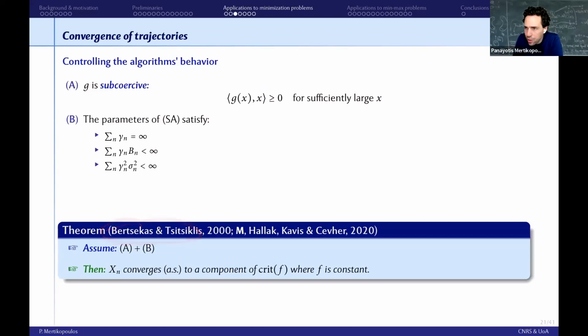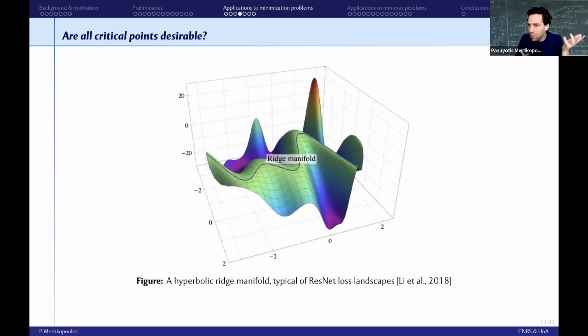This was originally proved by Bertsekas and Tsitsiklis in 2000 for SGD, for stochastic gradient descent, and then with Nadav Hallak, Ali Kavis, and Volkan Cevher, we extended the proof to the entire range of stochastic approximation algorithms in a NeurIPS paper in 2020. All right, so this is a first convergence result, which tells us that at least in minimization problems, the trajectories of all these methods, even with stochastic gradients, will converge to a component of critical points. All right, so this is good news.